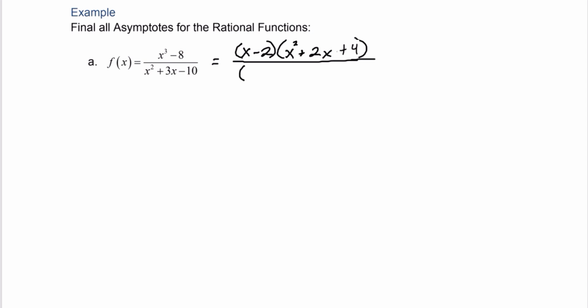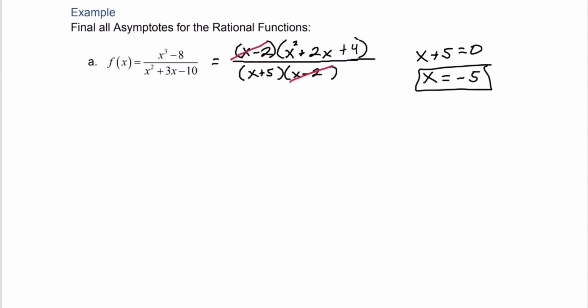And in the denominator, we'll factor the quadratic. Two numbers that multiply to negative 10 and add to 3 are plus 5 and minus 2. Notice that we have a common factor in the numerator and denominator, so that's going to reduce out. And looking at the resulting denominator, we'll set it equal to 0, and we get x equals negative 5. This is the vertical asymptote.